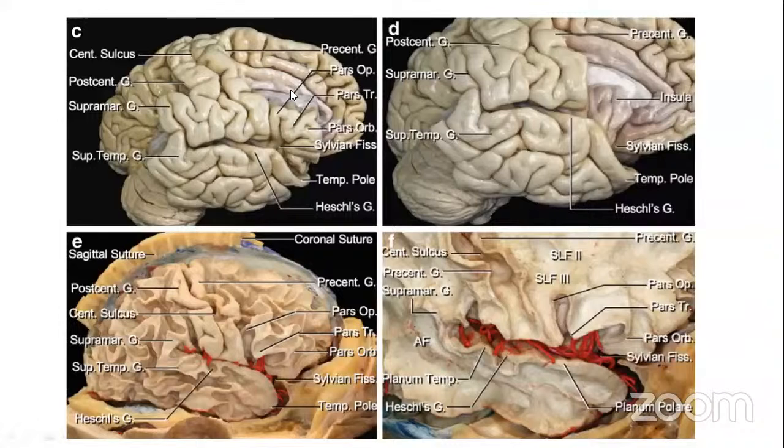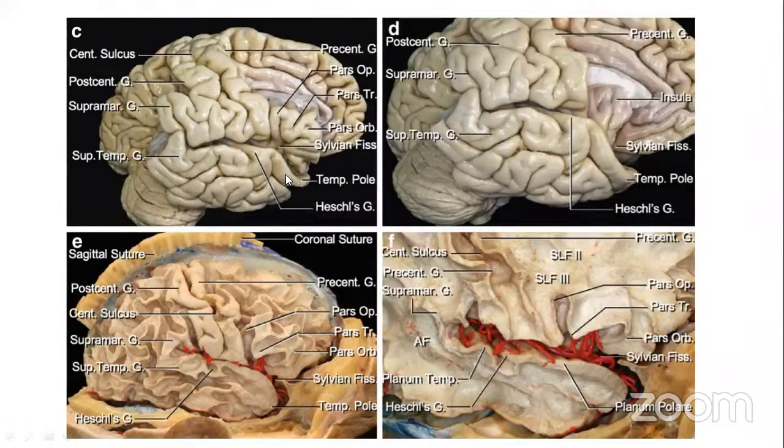So starting from the frontal lobe here, the superficial portion of the frontal lobe is cut, and we have exposed the parts orbitalis, triangularis, and opercularis. Inferiorly, we have the Sylvian fissure that is separating the frontal lobe from the temporal lobe, as well as the parietal lobe from the temporal lobe. It is extending posteriorly up to the supramarginal gyrus. Anteriorly, we have the Sylvian point.